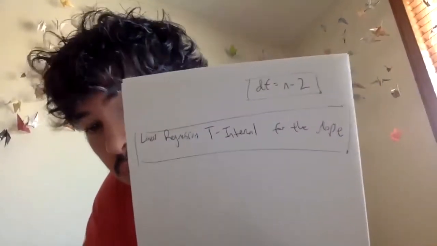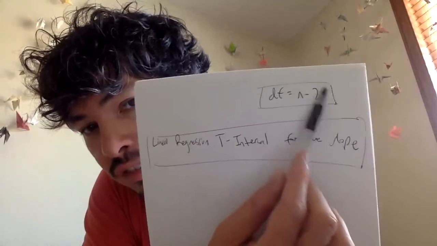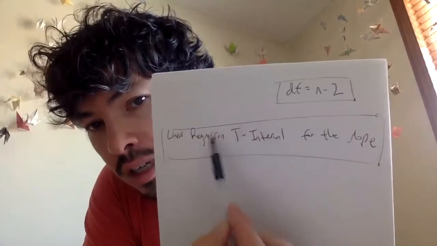So we are going to do a linear regression T interval for the slope. That is how you would title it. A linear regression T interval for the slope. We're using the T model, and the degrees of freedom are n minus 2, not n minus 1.